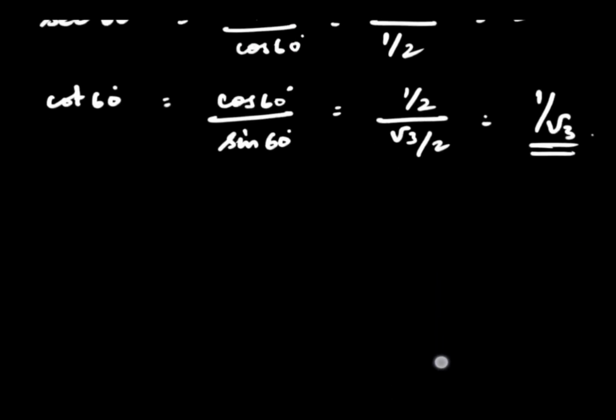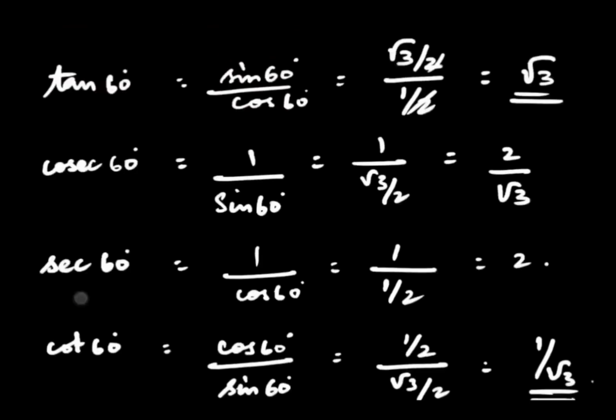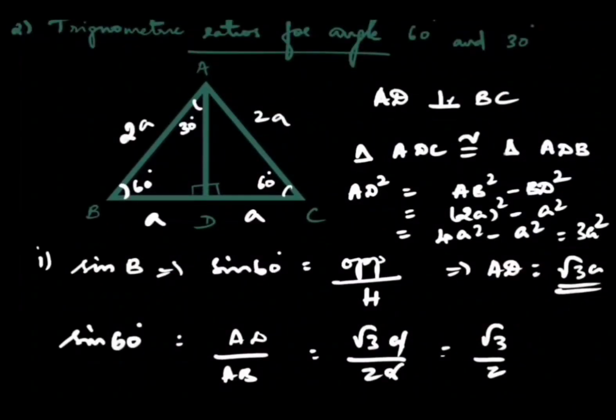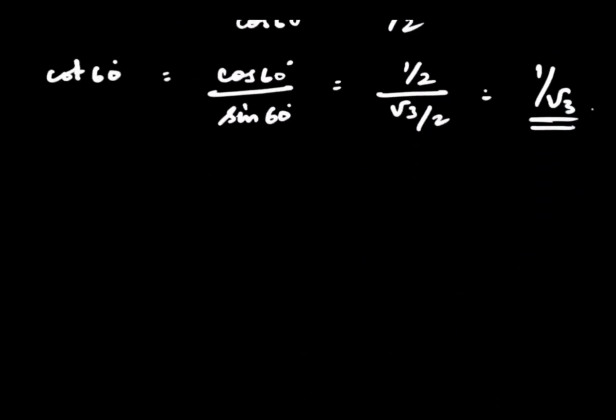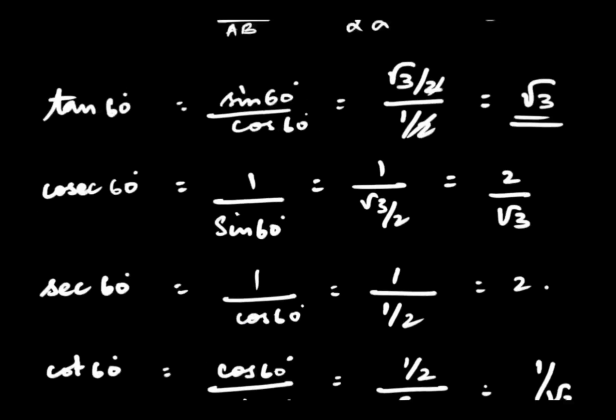Now, we look for 30 degrees. In triangle ADB, consider angle BAD is equal to 30 degree. Now seeing for sin A, sin 30 degree. Opposite comes to be BD and hypotenuse is AB. We'll write it down. We'll construct a small triangle here. Triangle ADB. A is 30 degree. AB is 2A, BD is A, and AD is root 3A.